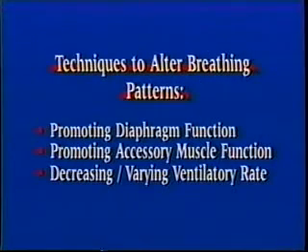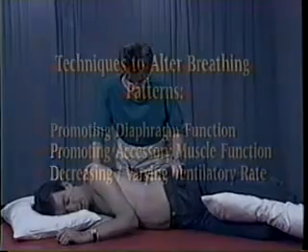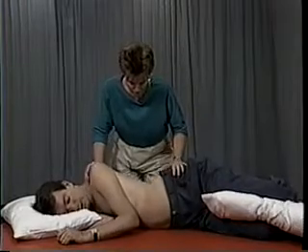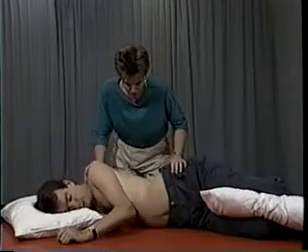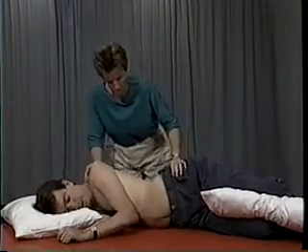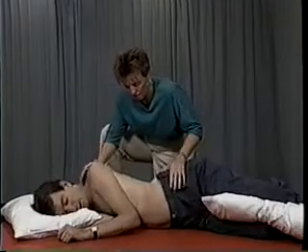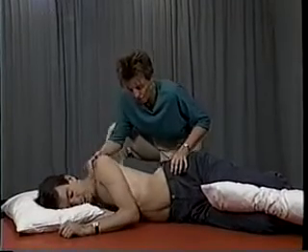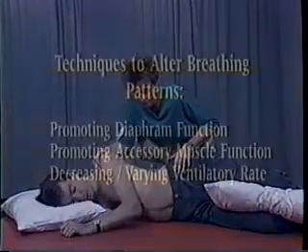The final group of techniques used to alter breathing patterns involves decreasing or varying the patient's ventilatory rate. A high ventilatory rate is often due to paralysis or spasticity, restricting chest wall compliance, which chronically lowers tidal volume and increases the patient's work of breathing. Therefore, the goal is twofold. First, to help the patient decrease his rate of breathing, and second, to simultaneously increase his resting tidal volume.